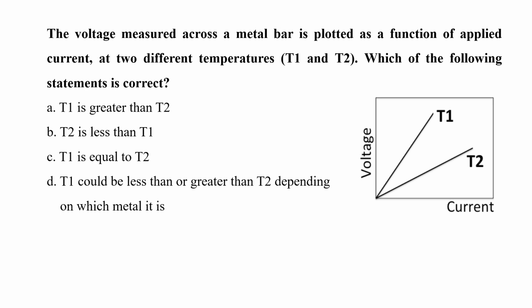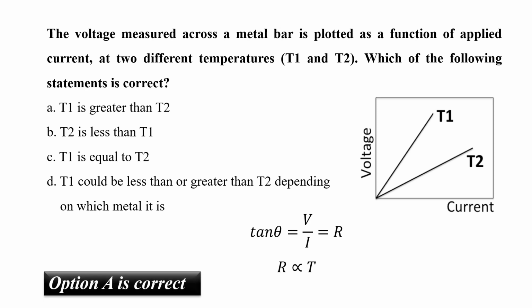Now, we know that according to Ohm's law, the slope of the voltage versus current graph is resistance, R. So tan theta is equal to V by I, which is equal to R, and resistance is directly proportional to temperature. Thus, an increase in temperature increases resistance. So, greater the slope, greater is the temperature. So the correct answer is option A. T1 is greater than T2 since its slope is greater than that of T2.